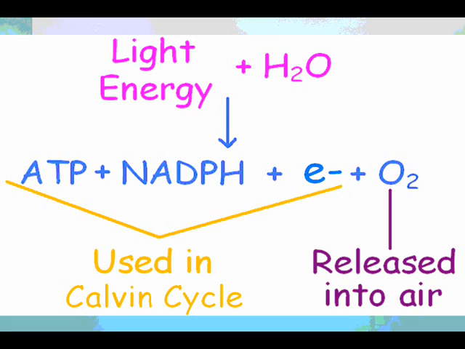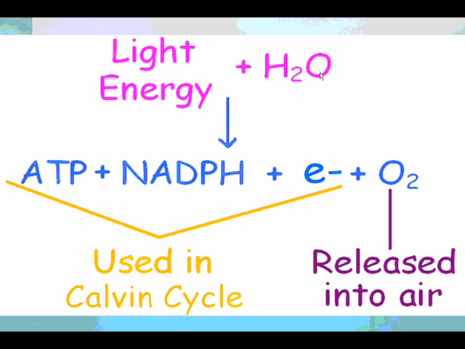Here is a basic outline of what happens during the light-dependent reactions. We need light energy and water to do the light-dependent reactions. ATP, NADPH, and electrons go to the next stage. NADPH, here, as we have discussed in the past, is like a taxi. It carries the hydrogen ions.